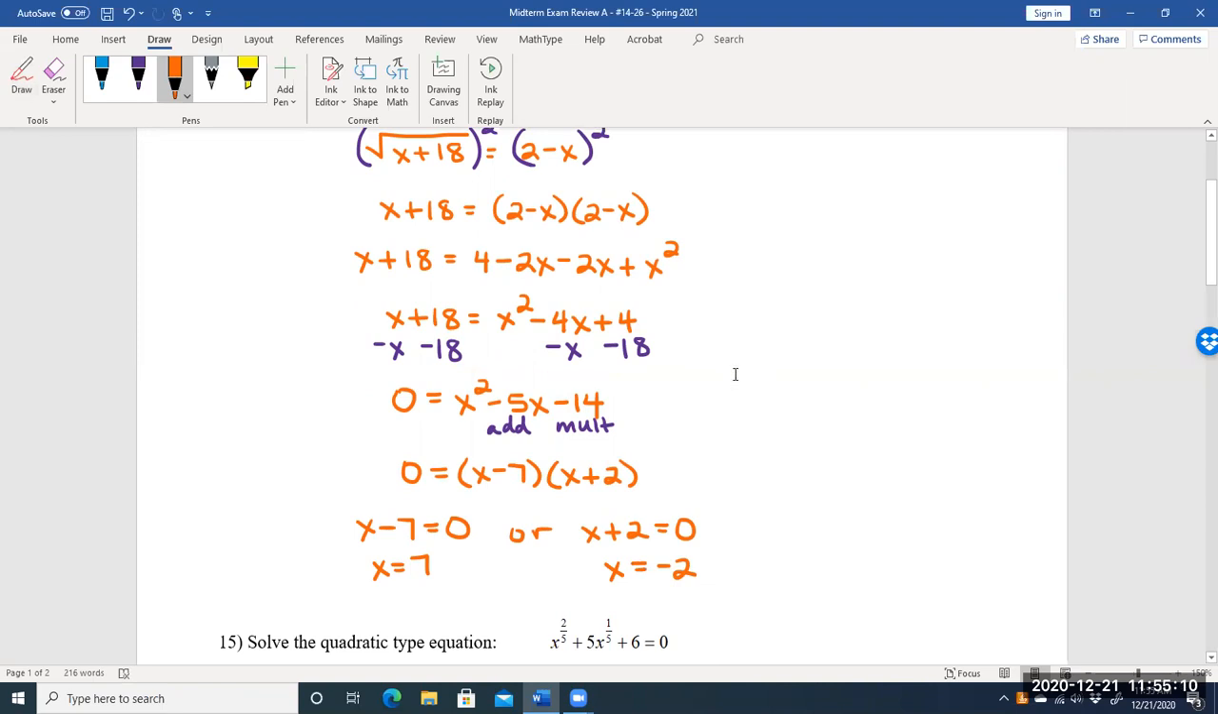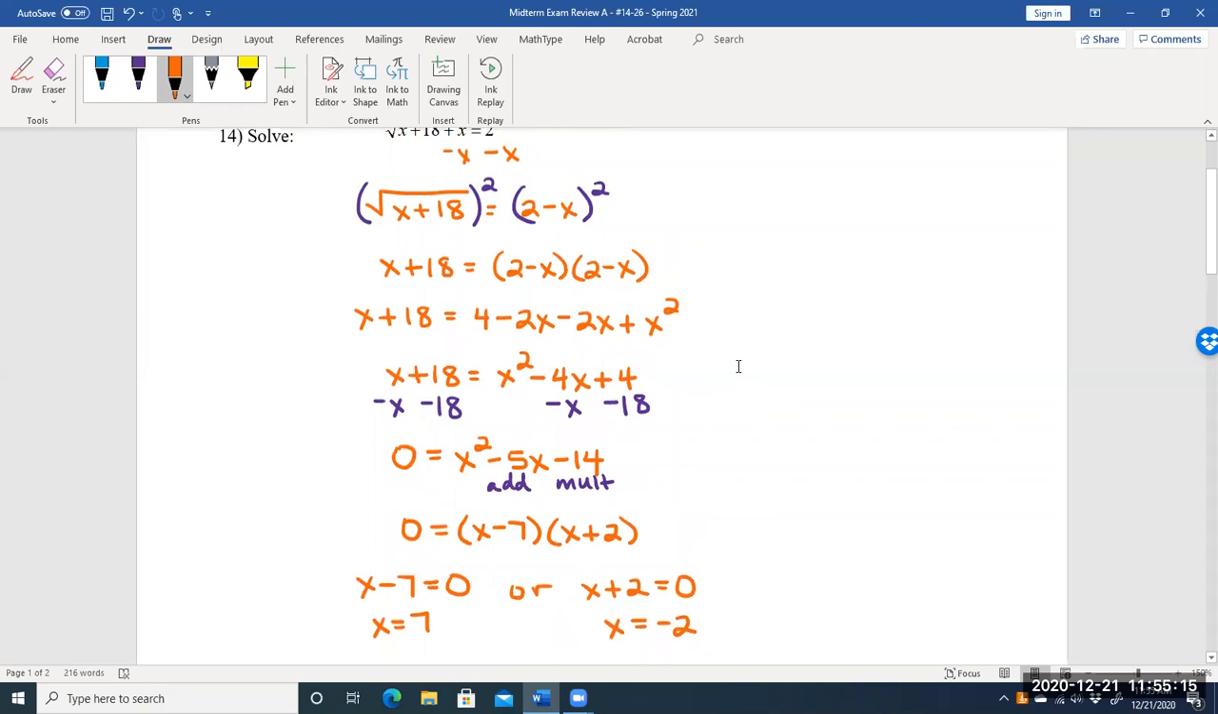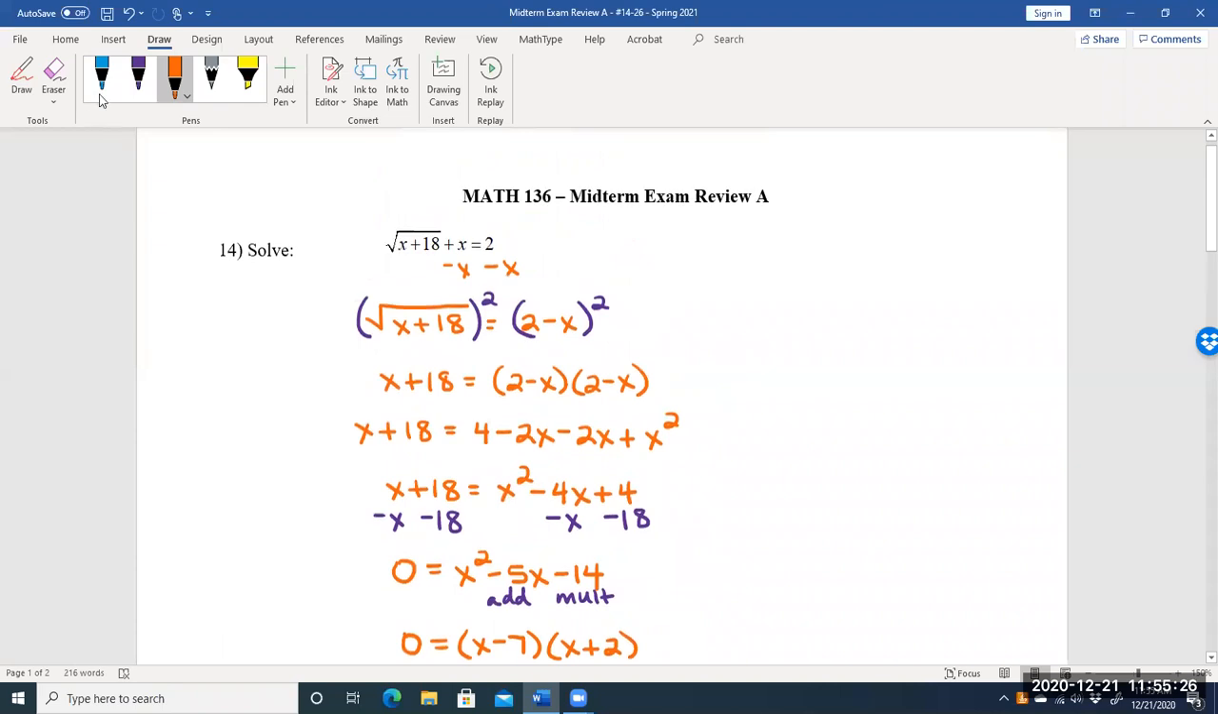Now I say potential solutions because we do have the possibility of extraneous solutions when we're solving radical equations where the index is even. So we need to check the 7 and the negative 2. So let's start with the 7. So let's check x equals 7. So to check x equals 7, we plug it in to the original equation, and we're going to see if we get a true statement.